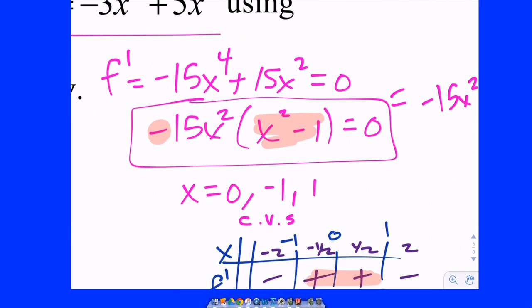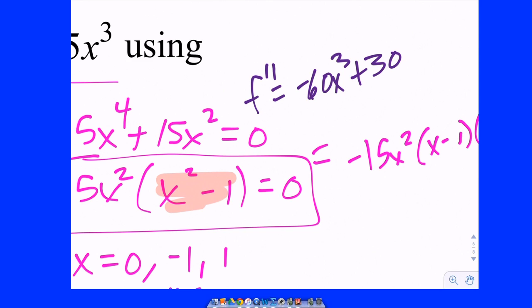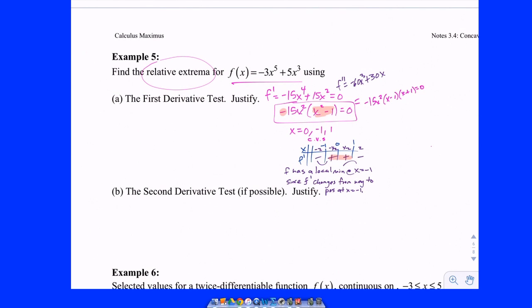Now, I would probably take the second derivative from the very top version here when it's expanded. I don't want to have to use the product rule. So negative 15x to the fourth becomes negative 60x cubed plus 30x to the first. And now I'm going to just copy that and paste it down below here where I can use it.